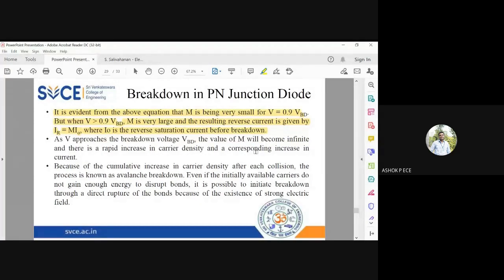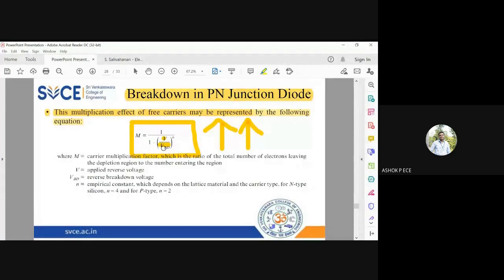So when you put V equal to Vbd, what happens? What is the value of M when V is equal to Vbd? Can you please say the answer? In this equation, when you put V equal to Vbd, what is the answer? Infinity, sir. Infinity, which means at breakdown, carriers are going to multiply randomly in an infinite manner. So infinite electrons are produced theoretically.